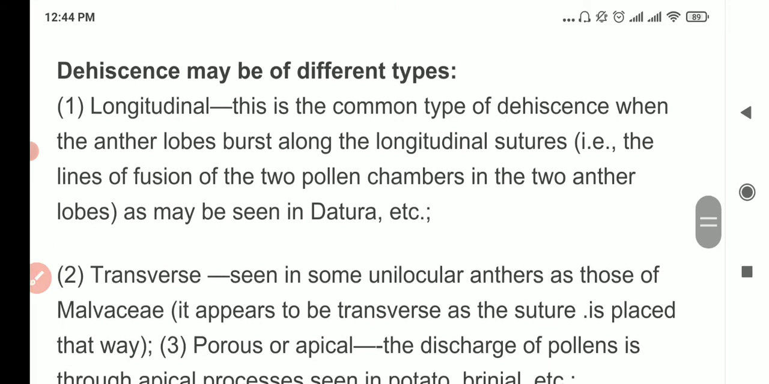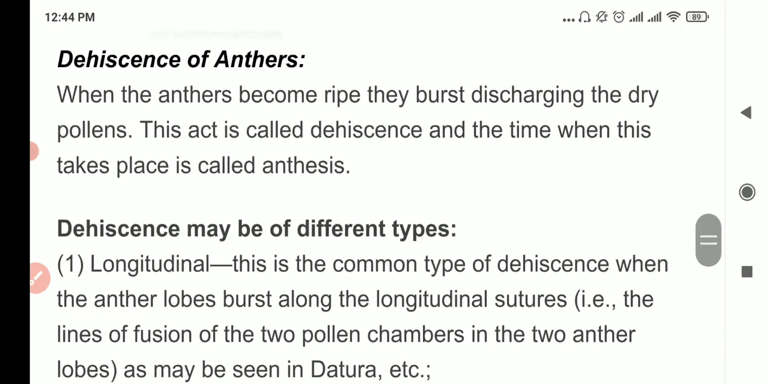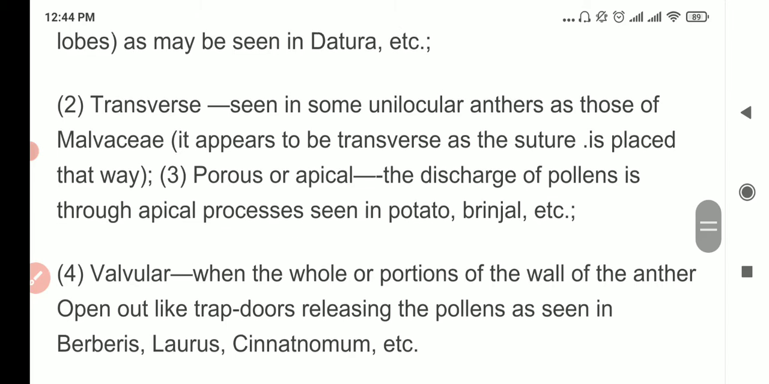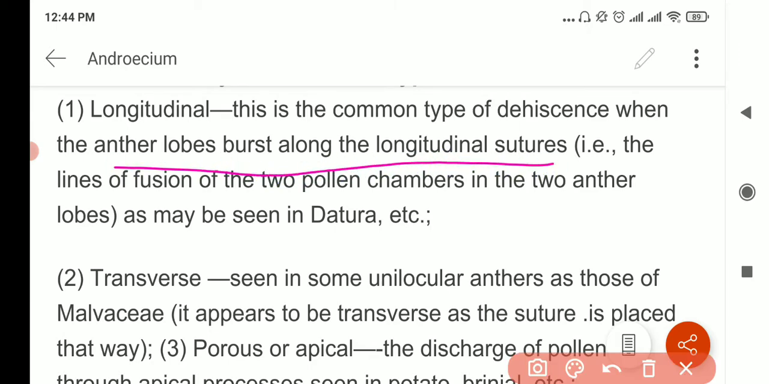It can happen longitudinal, transverse, valvular. Those are the three, or porous also it can happen. So there are 4 ways. Now let's see how it happens in the longitudinal method. This is the usual type, longitudinal. It will burst along the longitudinal suture, it means along the fusion of the pollen chamber, remember, along this line of fusion. So an example is in Datura.